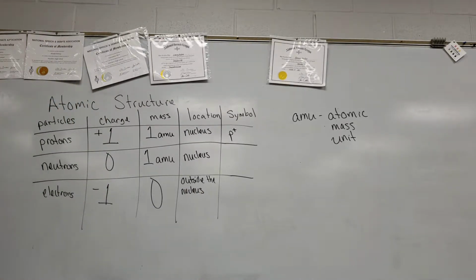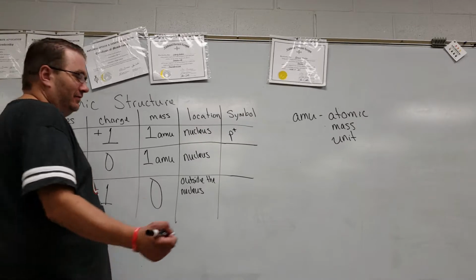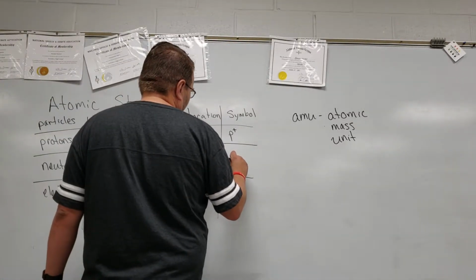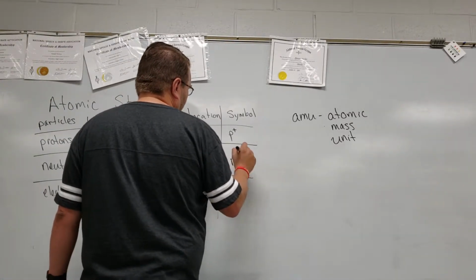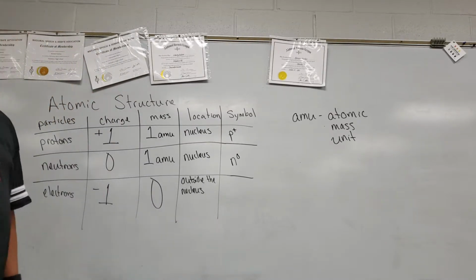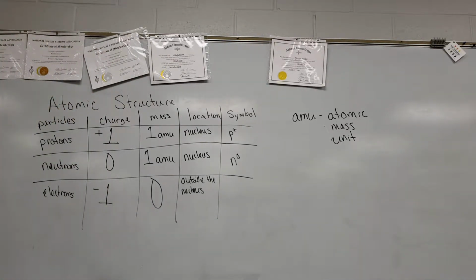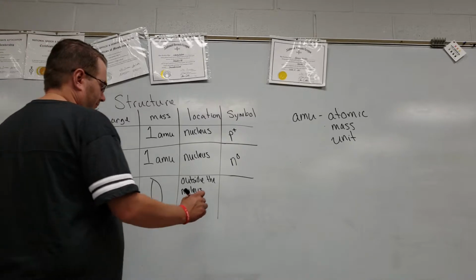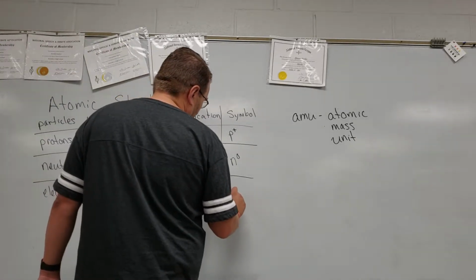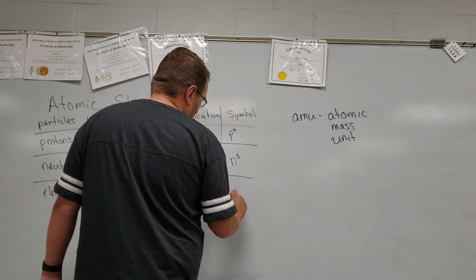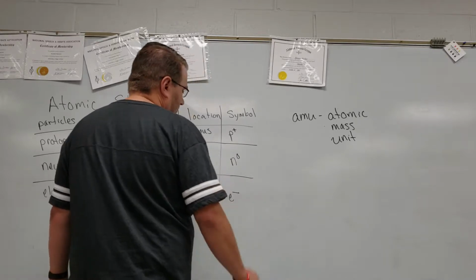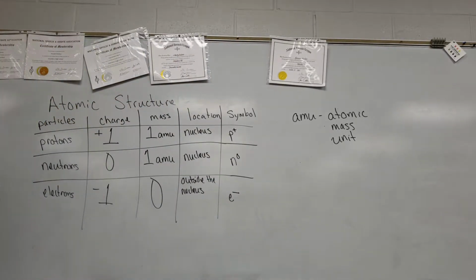Make sure that's a lowercase p. If it's an uppercase P, it's phosphorus. Neutrons are n0. Make sure it's lowercase, otherwise it's nitrogen. And electrons are lowercase e with the negative sign. If it's uppercase, it would be energy.